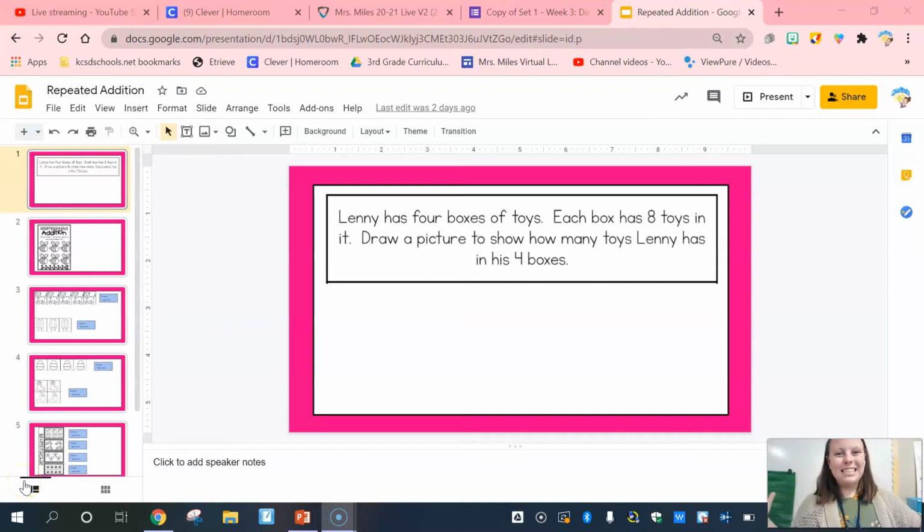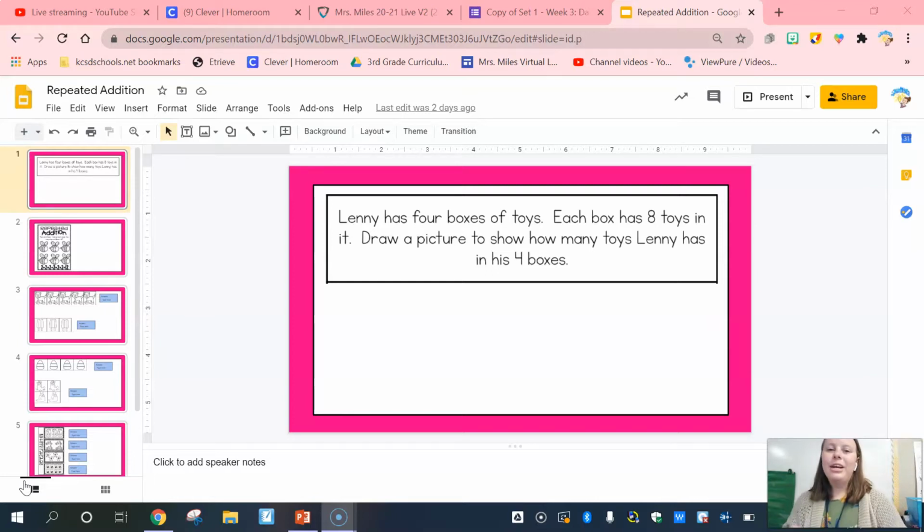All right, guys, today we are kicking off our multiplication unit. So today we are going to talk about repeated addition. Our I can statement is: I can make repeated addition equations by looking at objects. You are going to do fantastic today.